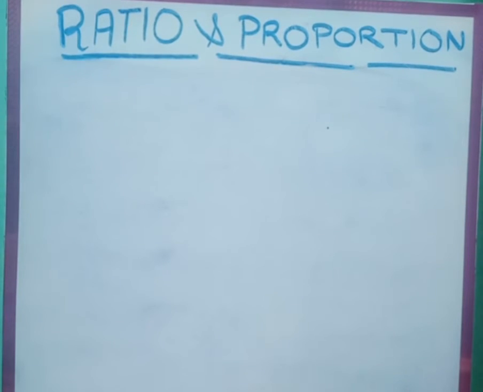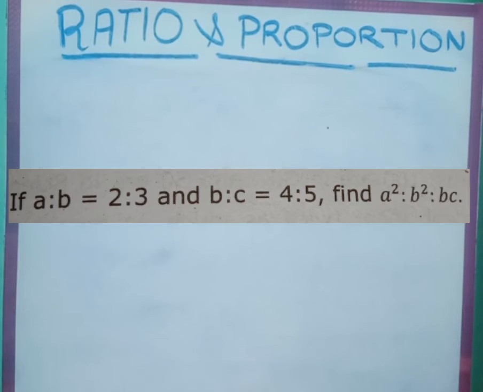So friends, our next question is related to the previous question we discussed. There, we used to find A is to B is to C. Here we have a similar question: if A is to B is equal to 2 is to 3 and B is to C is equal to 4 is to 5. Again, it is a continued proportion. We have to find first A is to B is to C.